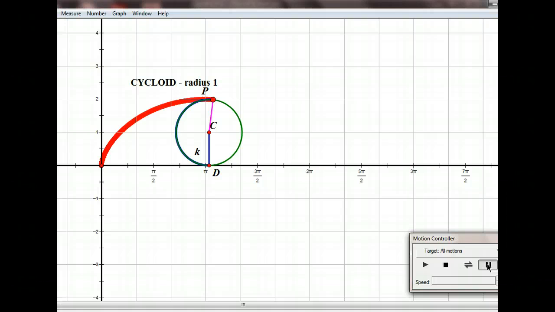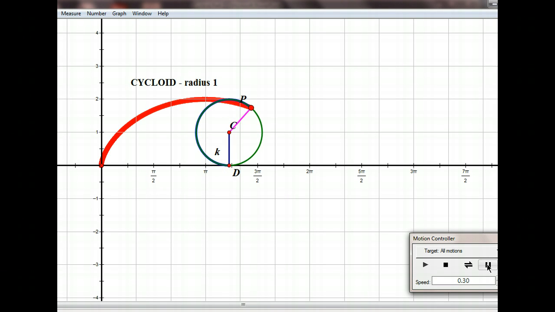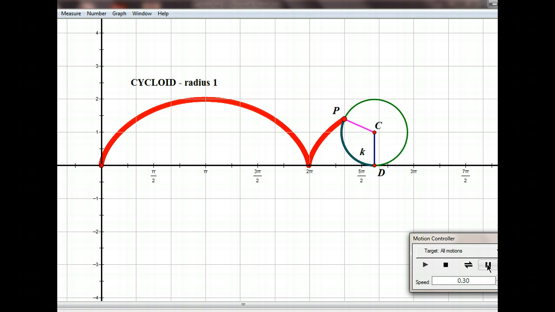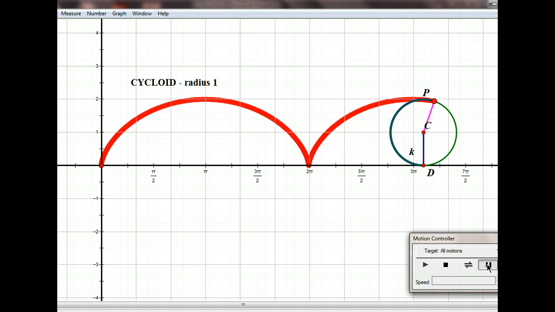When we have reached halfway around the circle, point P has traveled pi units. When point P has traveled completely around the circle, it will have gone a distance equal to one circumference of the circle. Since our radius length is 1, that distance will be 2 pi. At the same time, the circle is traveling that same distance along the x-axis.